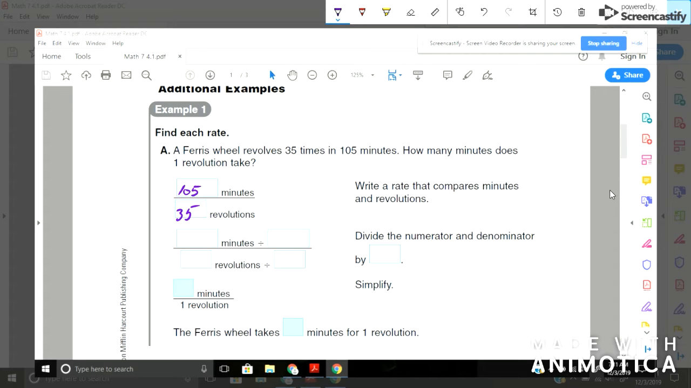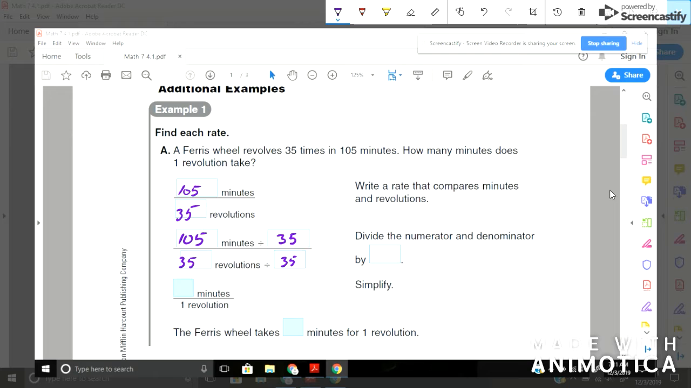All right? Well, we'll take our minutes that we were originally given and our revolutions that were originally given. And to write an equivalent ratio, it's just like writing an equivalent fraction. So how do I go from 35 to 1? Well, you just divide by 35. Whatever you do on bottom, you do on top. So divide by 35, and that'll give you an equivalent fraction. Well, 35 divided by 35 would be 1, and then you just have to take 105 divided by 35.